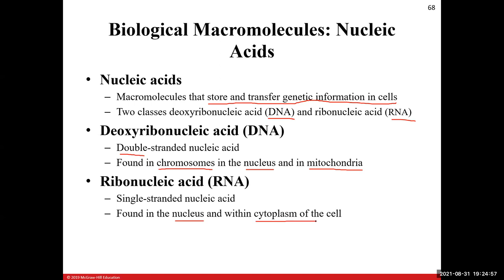All right, and we'll talk again when we get to chapter 4. But the cytoplasm is like the goo that's outside the nucleus, but inside the cell.